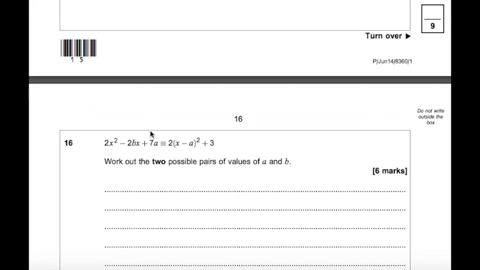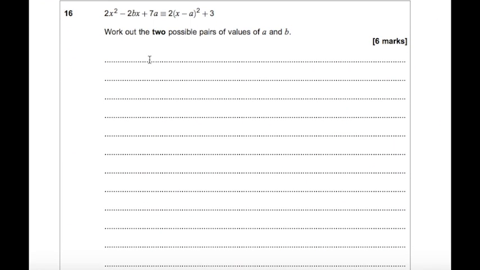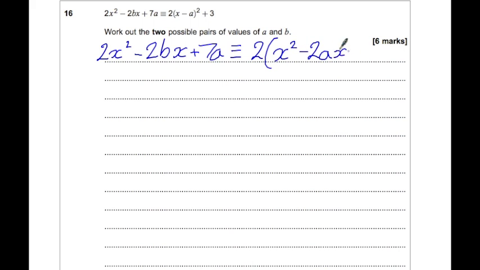Right, 16. So last question. So 2x squared minus 2bx plus 7a equals this. Work out 2 possible pairs of values for a and b. So looking at this, I would expand out the right hand side and see if you can equate coefficients. So we've got 2x squared minus 2bx plus 7a. And now let's expand out the right. So we've got 2 lots of x squared minus 2ax plus a squared plus 3.